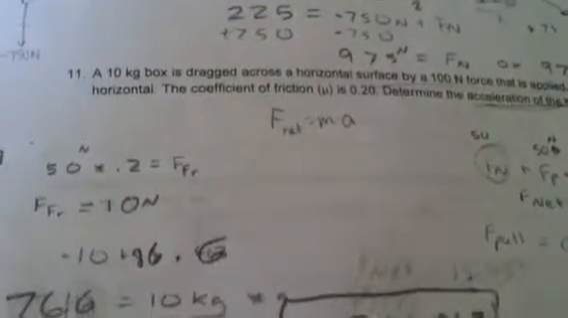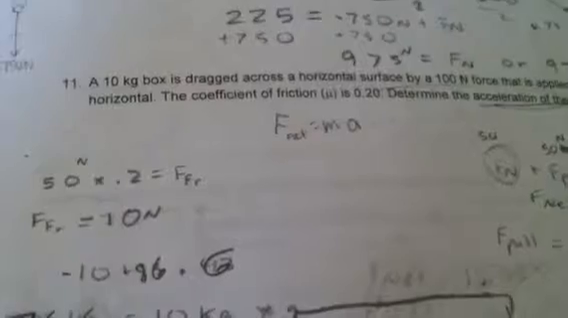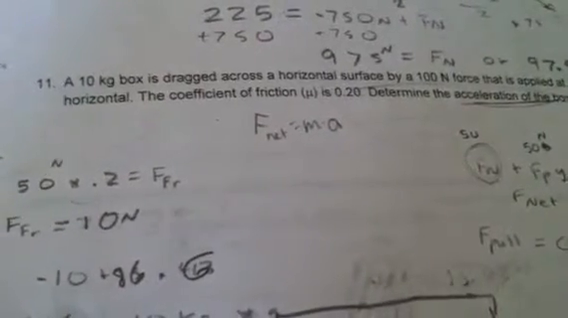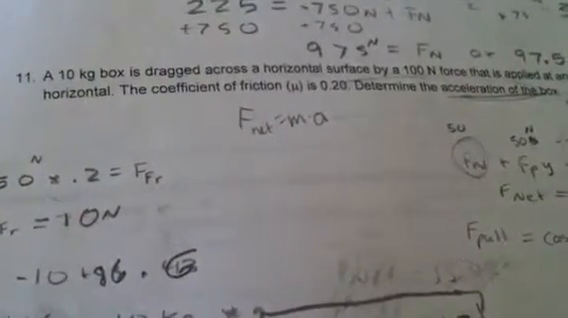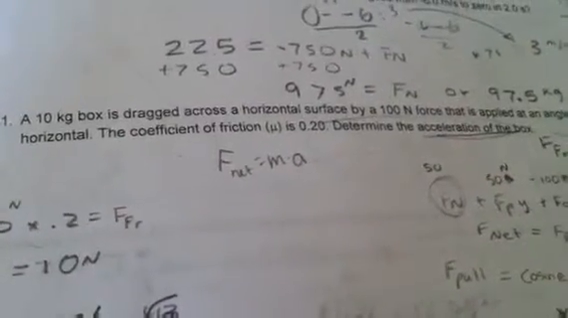Okay, 11 is the last question on the forces. It says a 10 kilogram box is dragged across a horizontal surface by a 100 Newton force that is applied at an angle of 30 degrees above the horizontal. The coefficient of friction is 0.2. Determine the acceleration of the box.